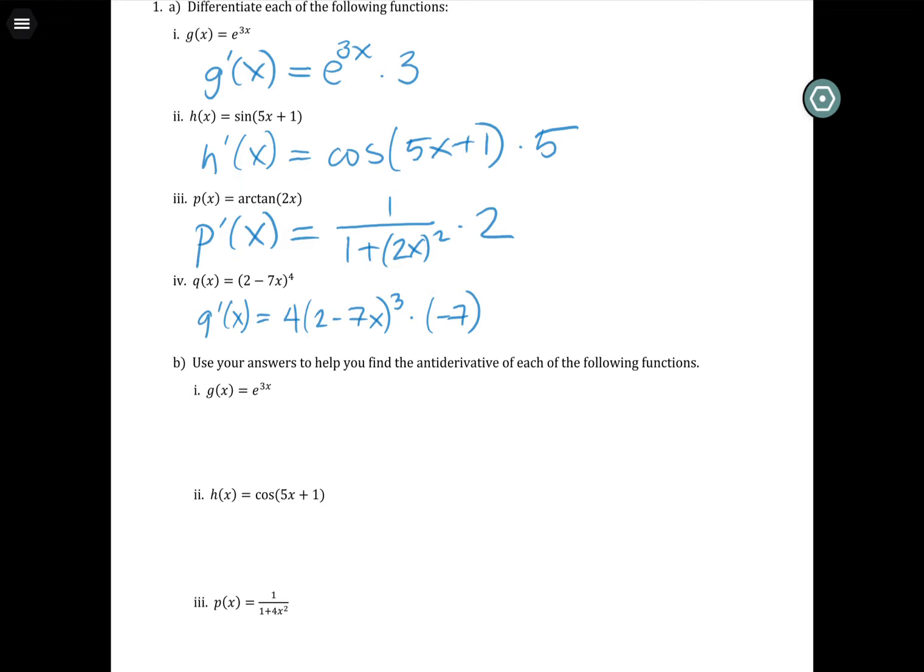So I want to know what I would take the derivative of to get e to the 3x. And I know when I took the derivative of e to the 3x, I got almost the right thing. I got e to the 3x times 3. But I don't want that 3 showing up when I take the derivative. So I'm going to correct for that. So I'm going to call this big G by dividing by 3.